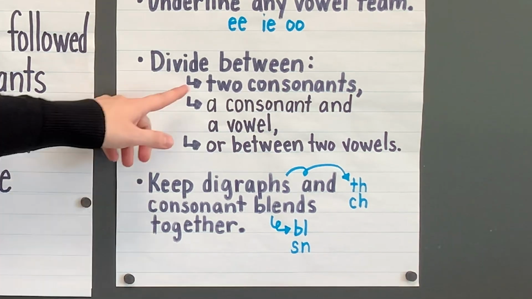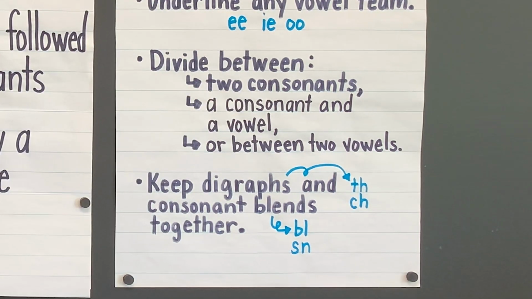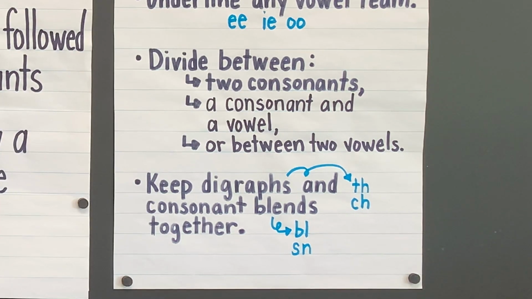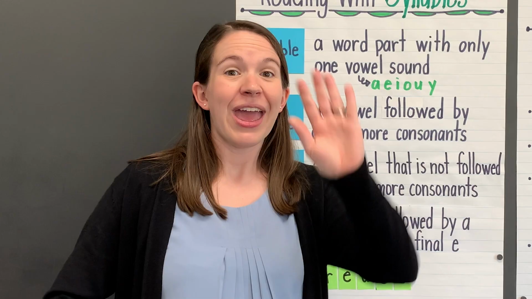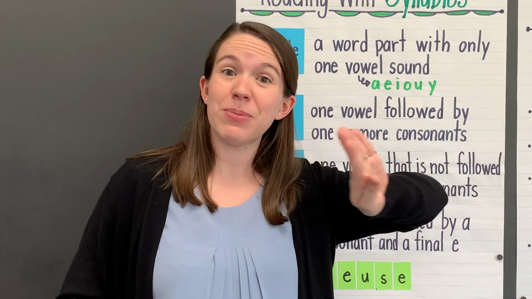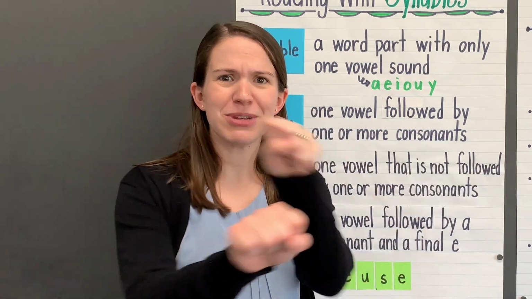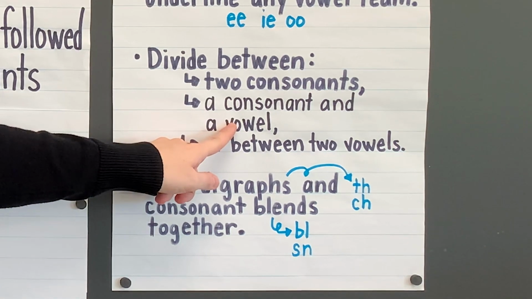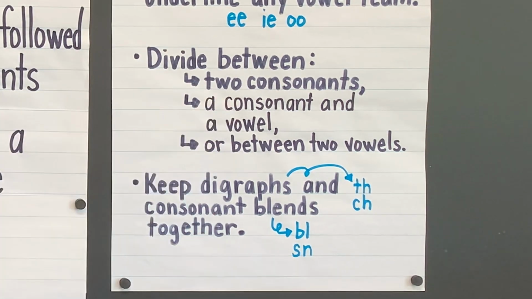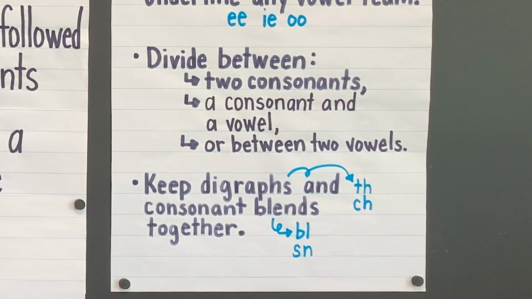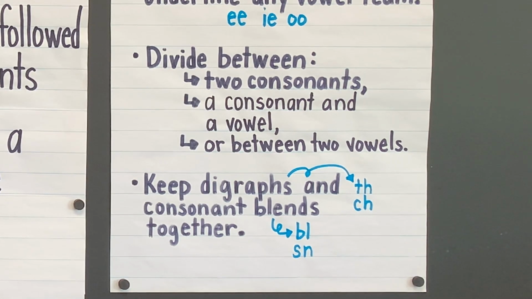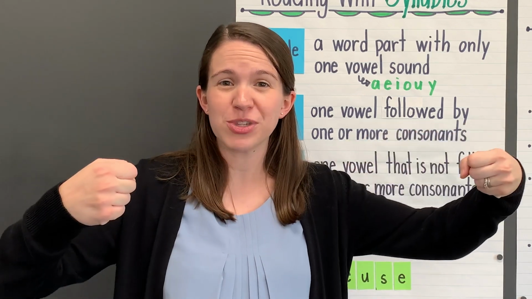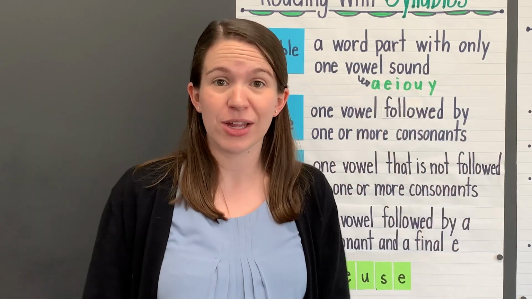We could divide between two consonants and split the syllable right between those consonants. We could divide between a consonant, split the syllable off, and then a vowel that comes after it would be the beginning of the next syllable. And sometimes those letters are reversed. First we have our vowel, then we split the syllable, and the next syllable will start with a consonant. And finally, we sometimes split words into syllables right between two vowels, and we pull those vowels apart to keep them in their own syllables.